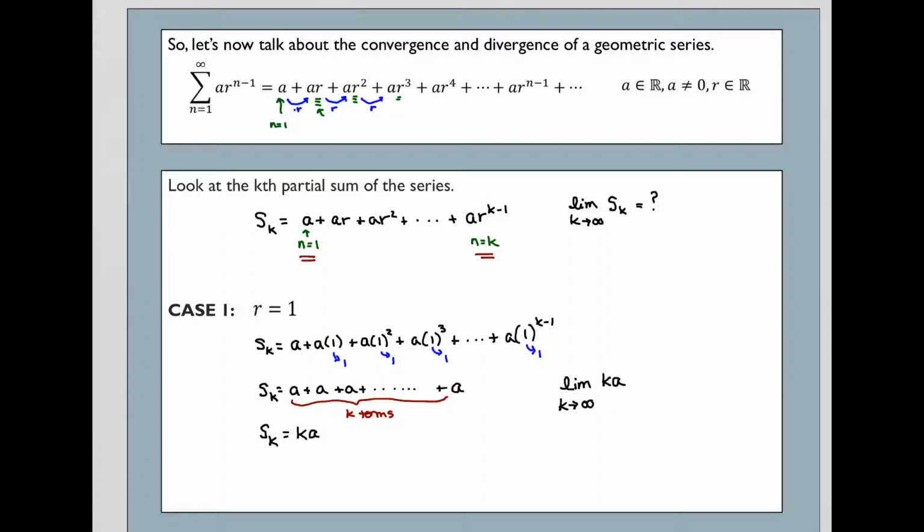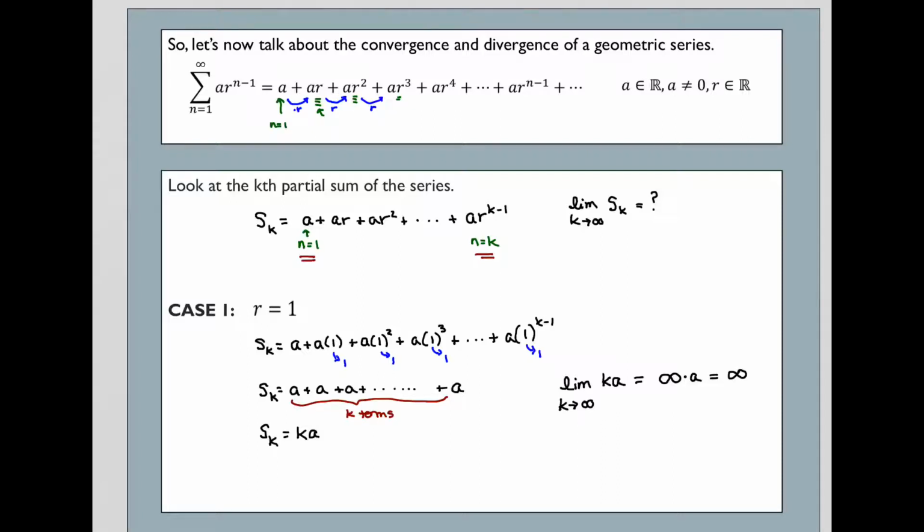And if I want to determine whether this kth partial sum converges or diverges, or whether the sequence of partial sums converges or diverges, I'll take the limit as k goes to infinity of this kth partial sum. And what is the value of infinity times some real number a? Well, what is that limit? Well, that limit is just infinity, isn't it?